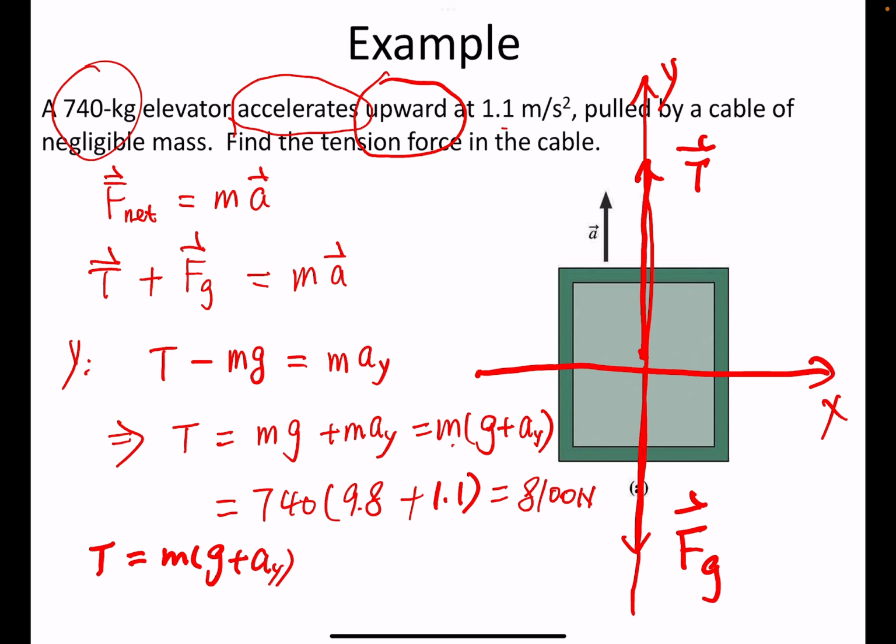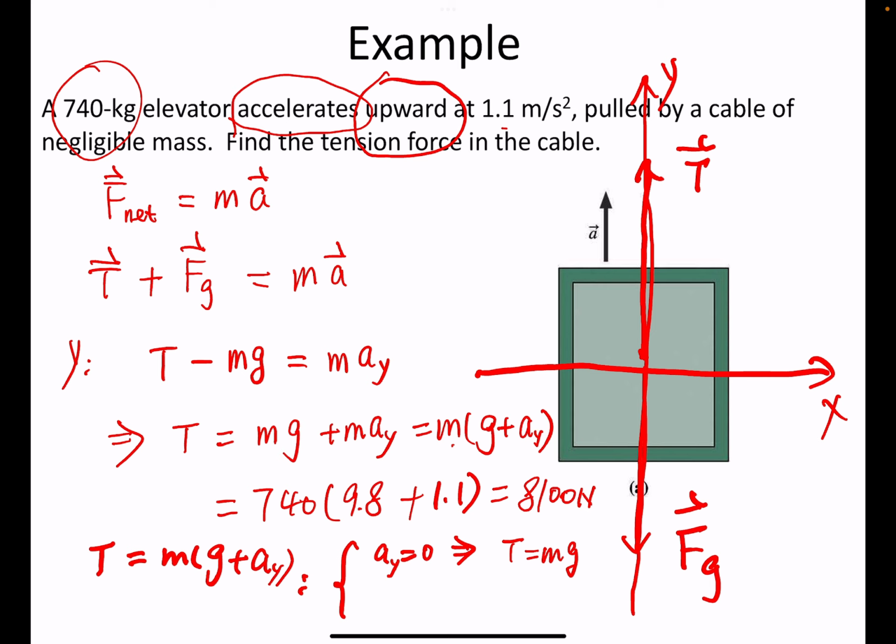So we check a few special cases. What's happening if a equals 0, which means the elevator is doing uniform motion, also known as constant velocity motion, which gives us T equals mg, which is exactly what we learned when we were doing Newton's first law problems, right? When the elevator is doing constant velocity motion, net force is 0, so tension exactly equals weight.